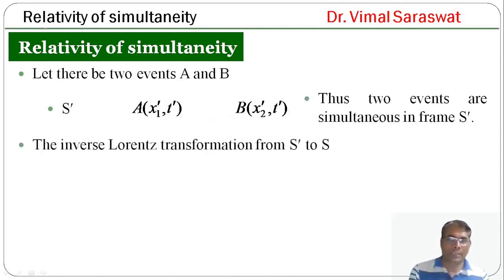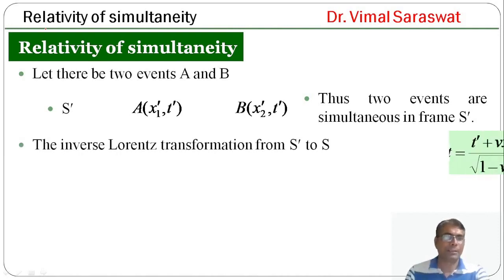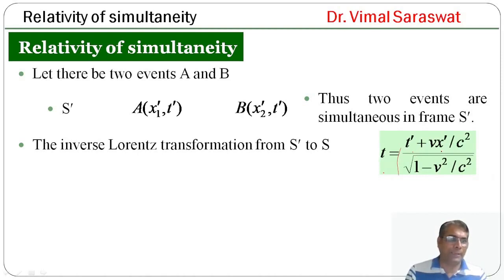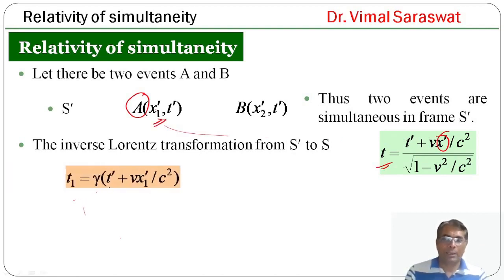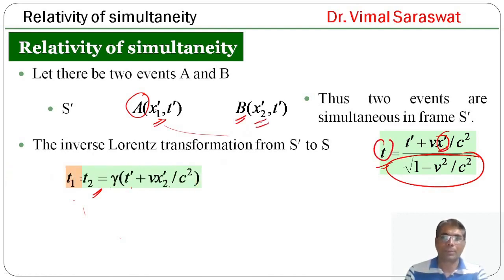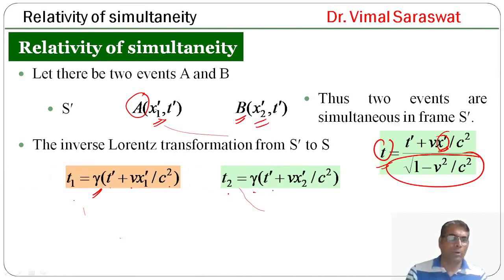Now, from the inverse Lorentz transformation from S dash to S, t equals (t dash plus v x dash upon c square) whole upon root of 1 minus v square by c square. Now, for event A, t equals t1 and x dash equals x1 dash. So t1 equals gamma into (t dash plus v x1 dash upon c square), because 1 upon root of 1 minus v square by c square is actually gamma. Now, for event B, t equals t2 and x dash equals x2 dash. So t2 equals gamma into (t dash plus v x2 dash upon c square).